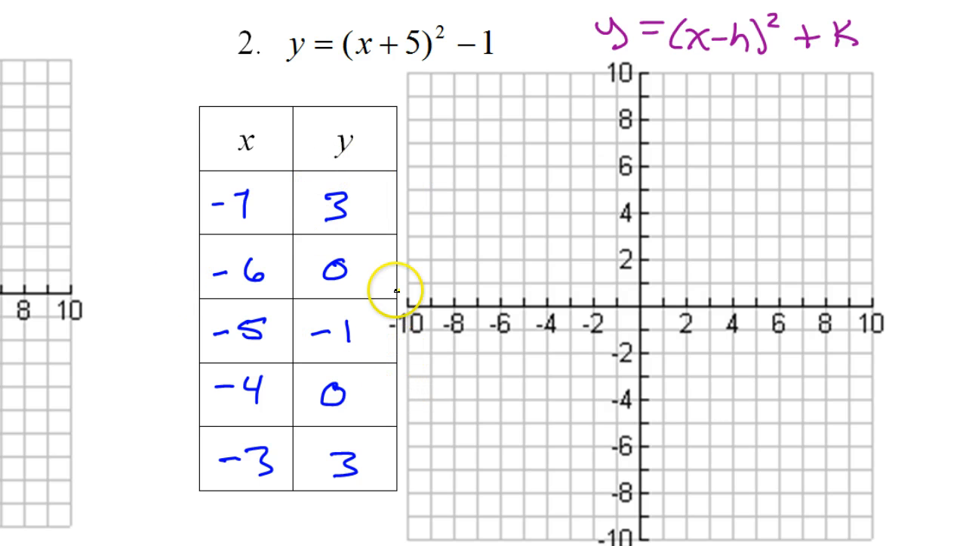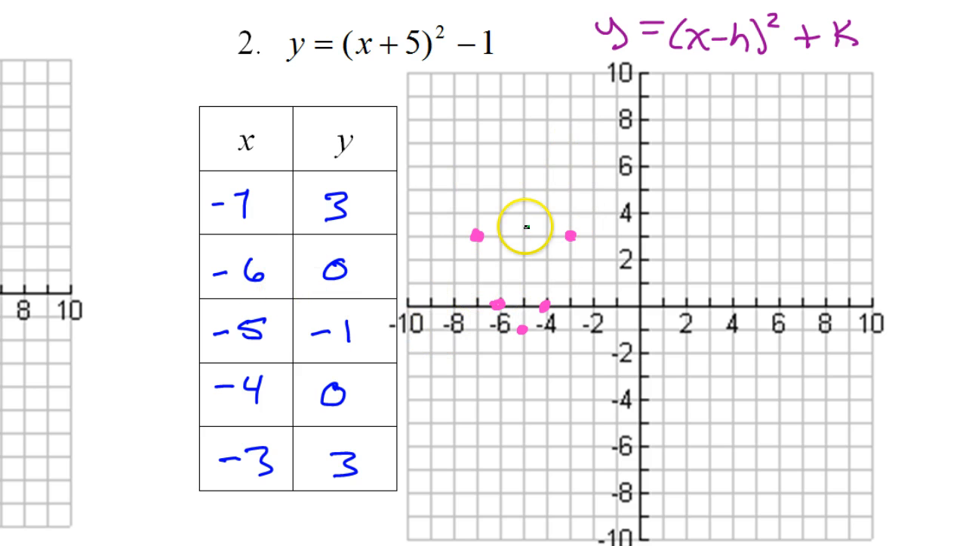So let's graph these points. So negative 7, 3 will be right here. Negative 6, 0. Negative 5, negative 1. Negative 4, 0. Negative 3, positive 3. So those are these 5 points.